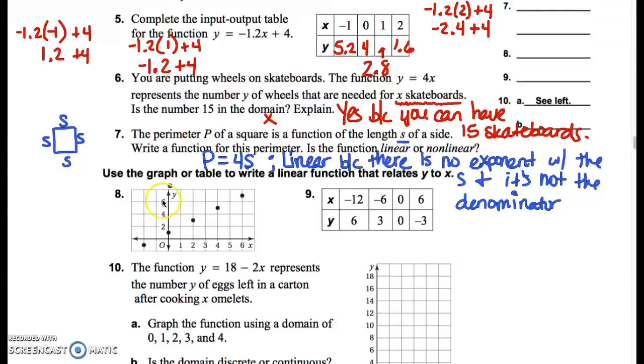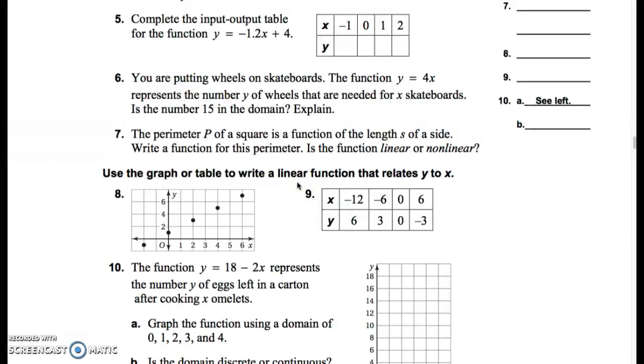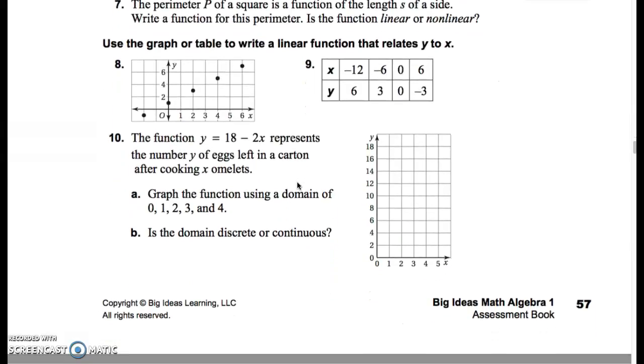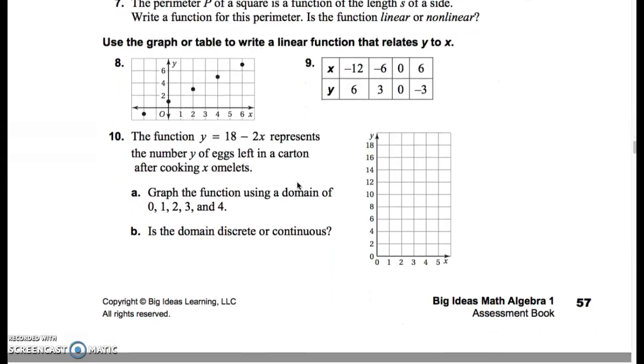Okay. All right. So for 8 and 9, it says use the graph or the table to write a linear function that relates x or y to x. So basically, you just need to write an equation for it. So for number 8, remember, for any equation you write, you have to have a slope and a y-intercept. So I know right now I can pick out that this one has a y-intercept of 1. It's right there between 0 and 2. And I need to figure out my slope.